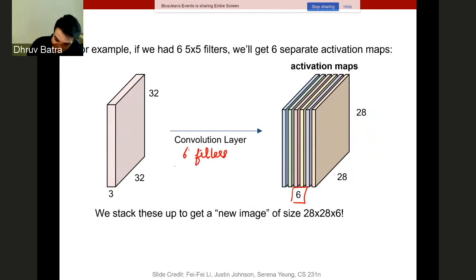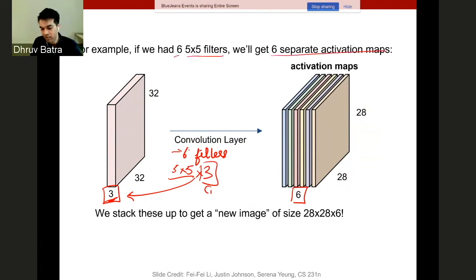Those filters are all of 5 by 5 spatial resolution. Sometimes people will just say, I have 5 by 5 filters, 6 of them. They will not specify that there is a third dimension of 3 because you can read that up from the previous layer. You do not have flexibility in choosing C1. Each of your filters has to have the third dimension equal to C1 because it only shifts spatially. So if you had 6 5 by 5 filters, you get 6 separate activation maps.